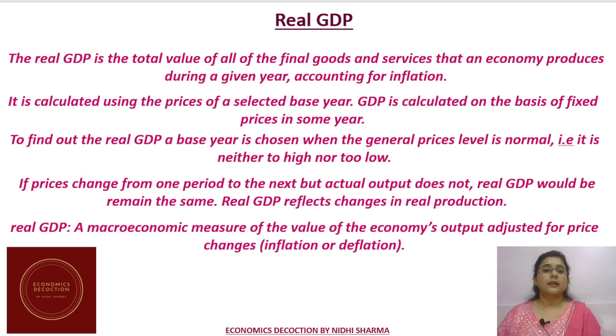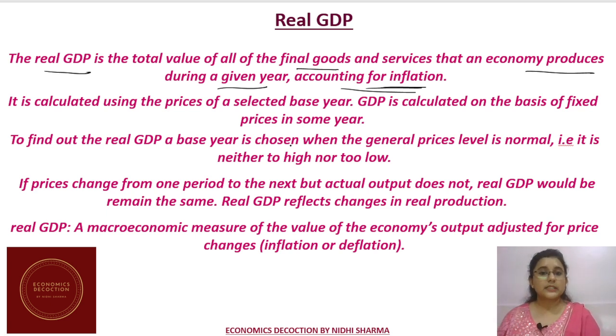Then comes the concept of real GDP. The real GDP is the total value of all the final goods and services that an economy produces during a given year, accounting for inflation. So this is the key term when we talk about real GDP. Real GDP is always calculated accounting for the inflation rate prevailing in the economy. Alright. So the real GDP is the total value of all the final goods and services that an economy produces during a given year, accounting for inflation.